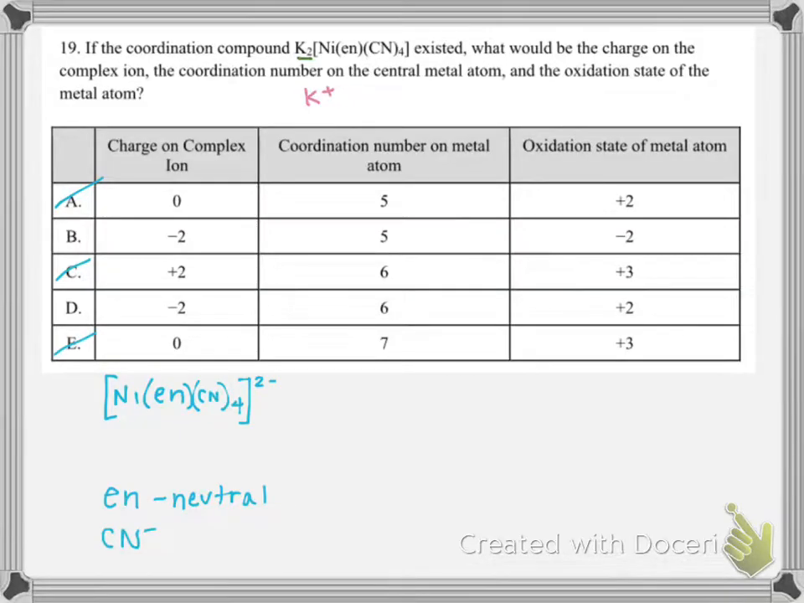So we have 2 types of ligands here. We have CN. We know CN has this -1 charge. We'll use that in a second. But also, it can only coordinate with a metal in one way. So this is going to be monodentate.